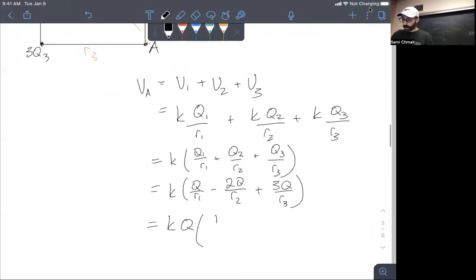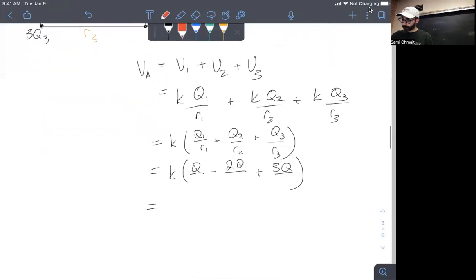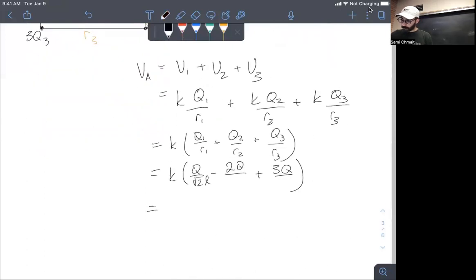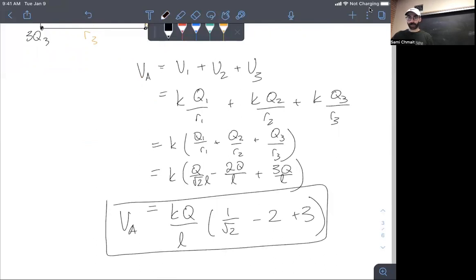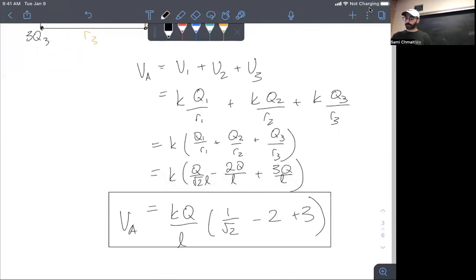We have 1 over R1, which is equal to L. Actually, I don't want to factor yet. I'll just do it from here. So R1 is equal to root 2 L. This guy is L, this guy is L. So then we can factor out K Q over L, leaving behind 1 over root 2 minus 2 plus 3. All right. And then you can simplify this as you want to. It's a no number question, so we're basically at the end there. And that's that one. So the key thing I want to bring attention to again is the fact that we're dealing with a scalar. We plug in the negative based on how it's given to us in the problem.